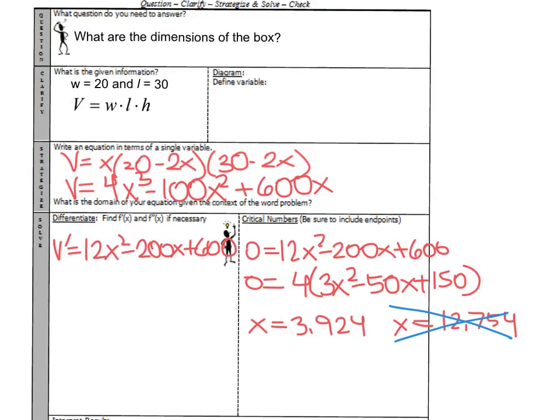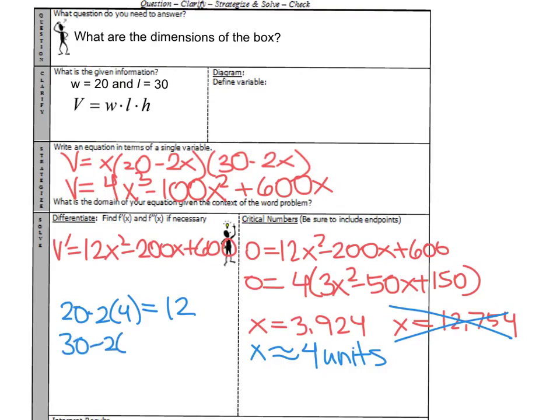So then to get the maximum volume for this box, I would approximately need to cut out 4 units as my length x. And then basically what would happen, it'd be 20 minus 2 x's, so 2 times 4 would give me a width of 12, and then 30 minus 2 times 4 would then give me a length of 22. And then if I multiply that by 4, the maximum volume would be 1,056 units.